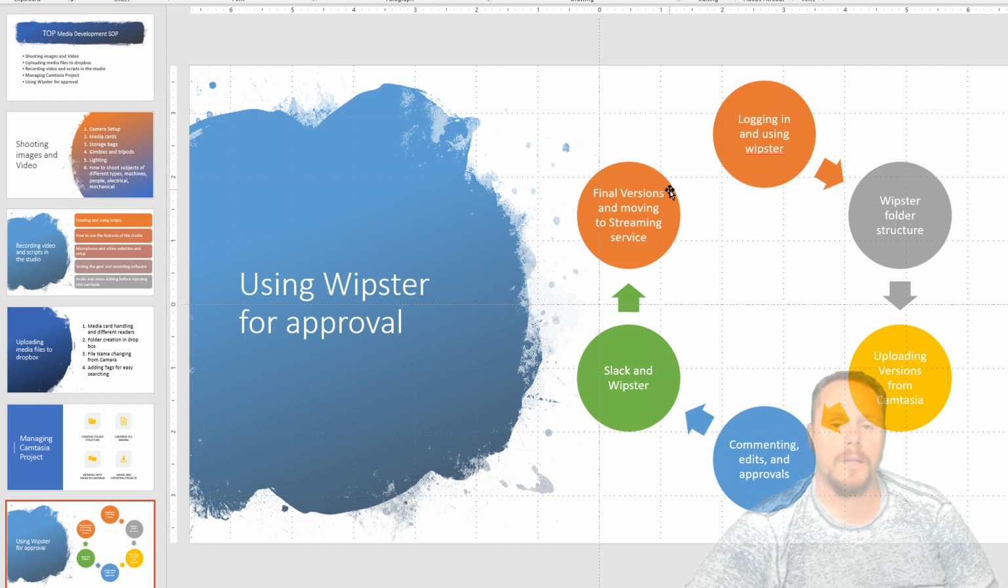So we'll be learning how to log in, how the folder structure works, how to upload videos into Whipster, what commenting and editing looks like, how to use Slack to know that people are watching your stuff, and what do you do with the final version when it's all finished and move it to a streaming service that we'll eventually use to present to students as they come into class.